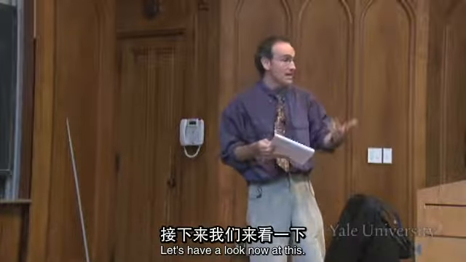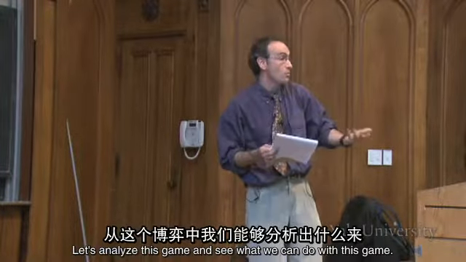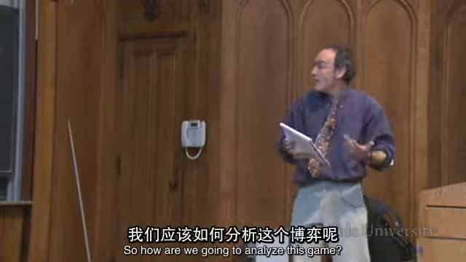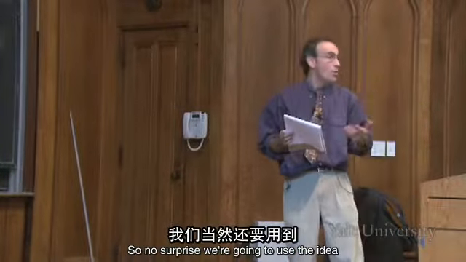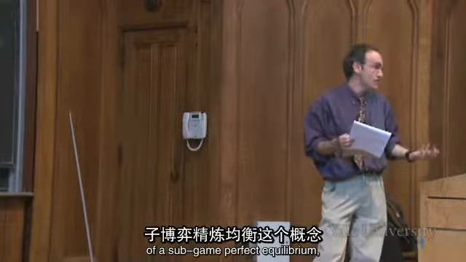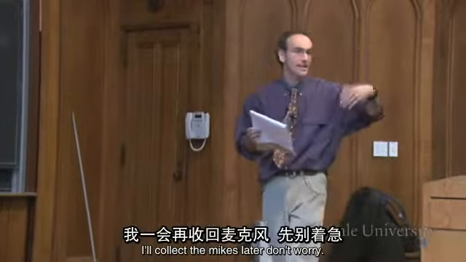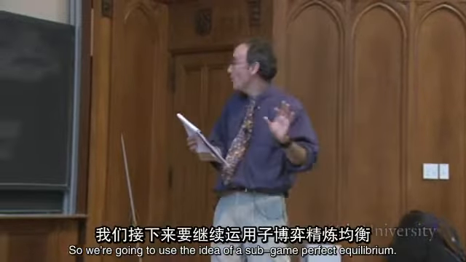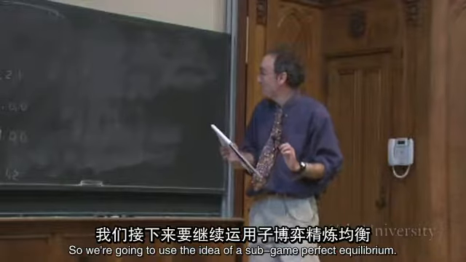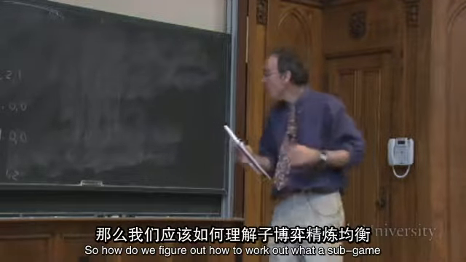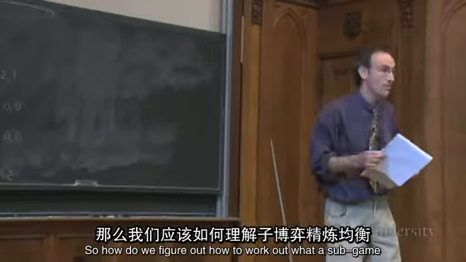Let's have a look now at this. Let's analyze this game and see what we can do with it, all right? So how are we going to analyze this game? No surprise, we're going to use the idea of a subgame perfect equilibrium. All right, I'll collect the mics later, don't worry. So how do we work out what a subgame perfect equilibrium is?